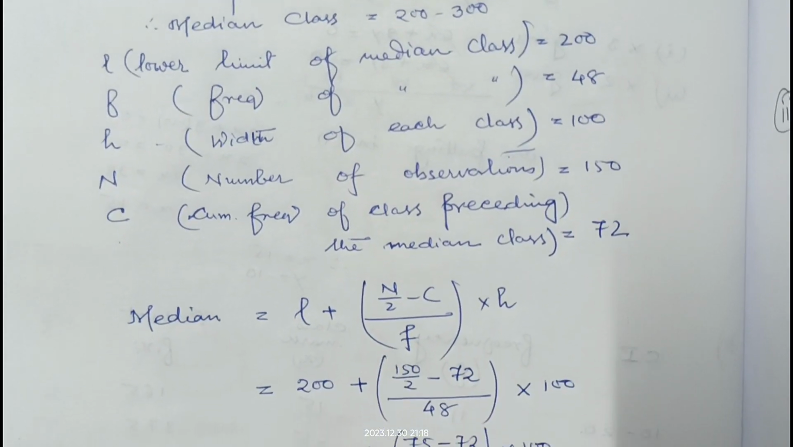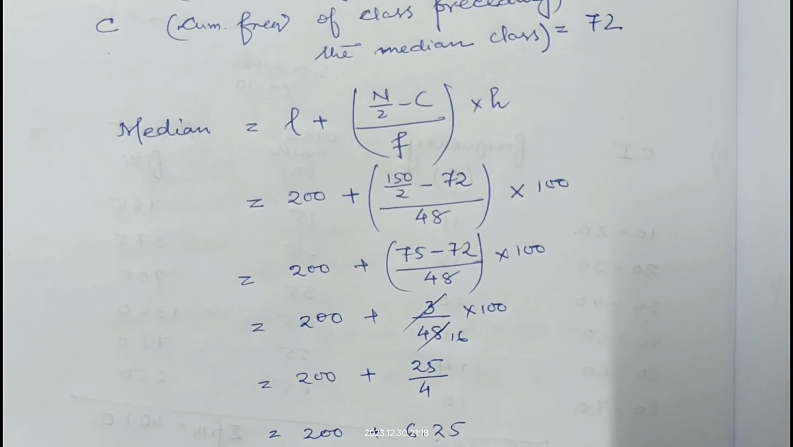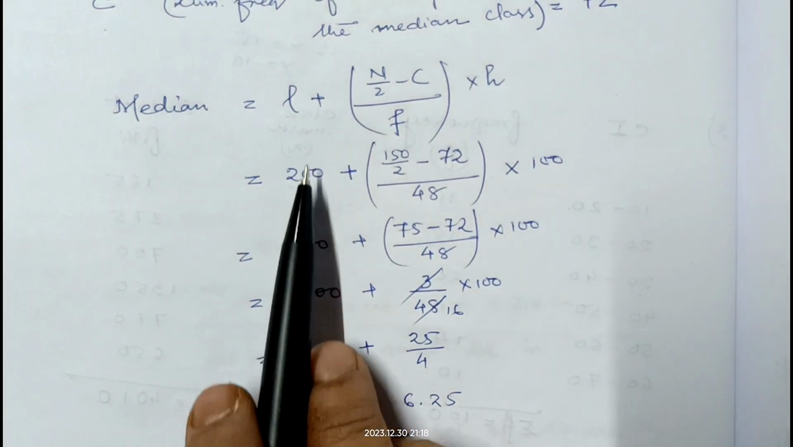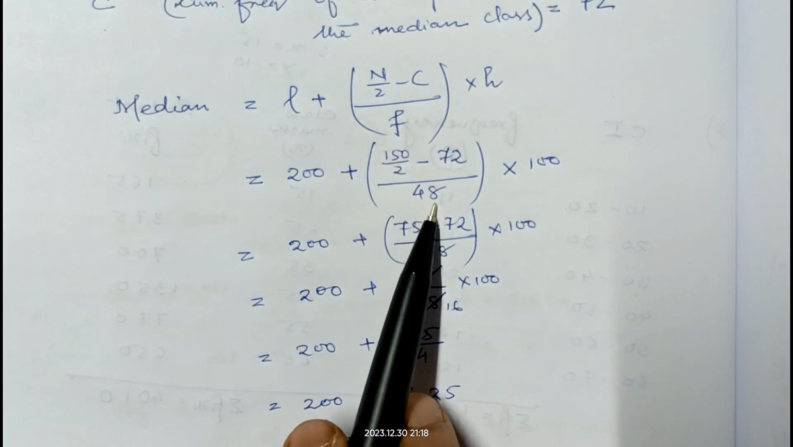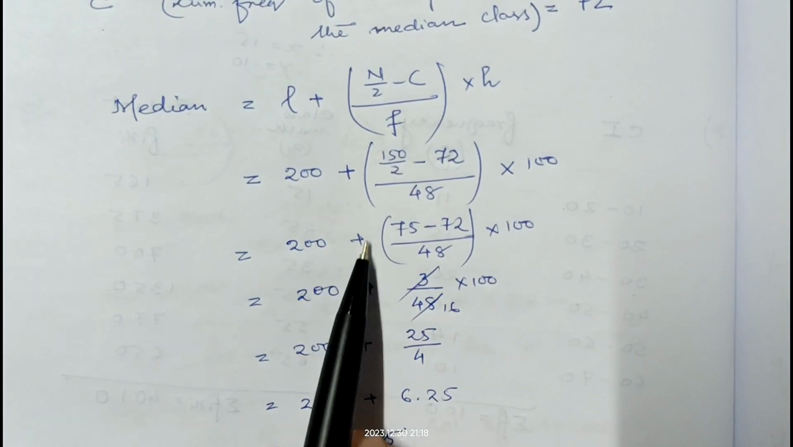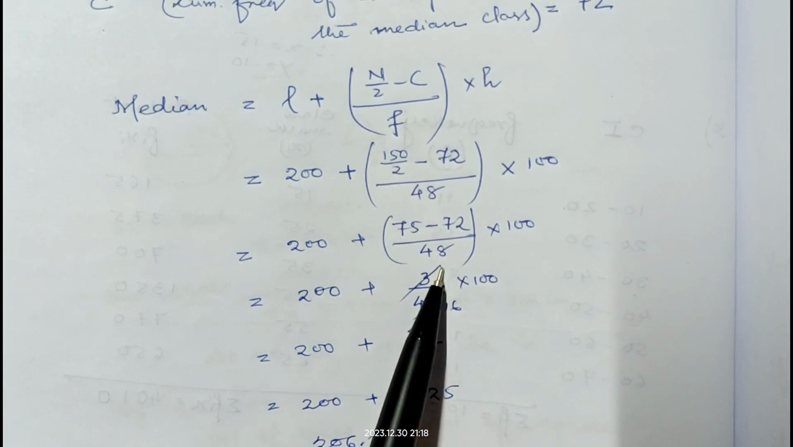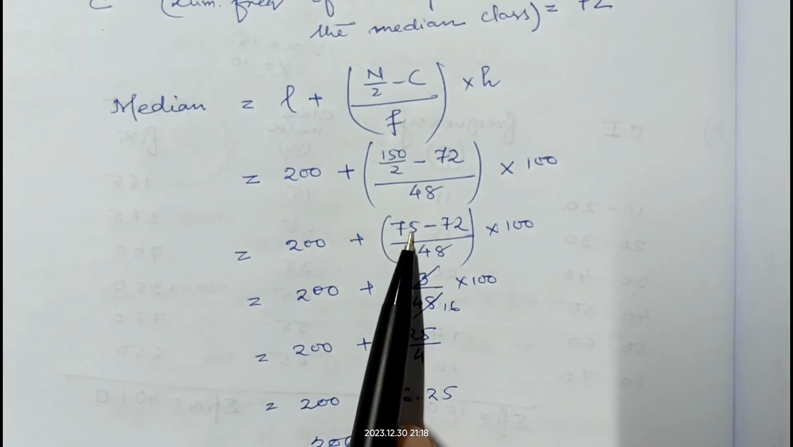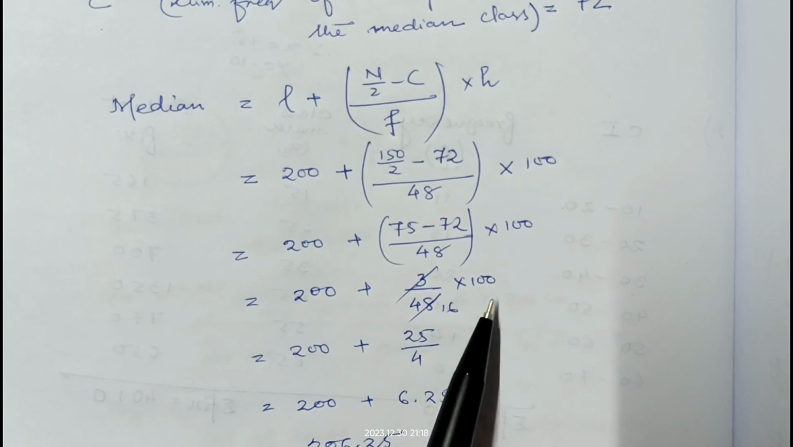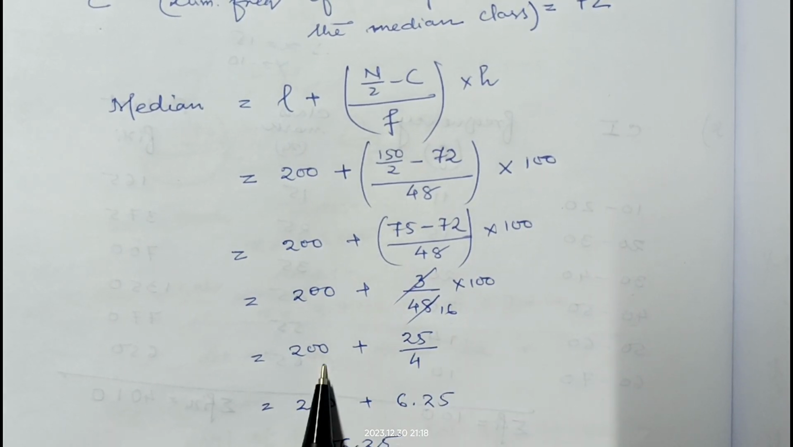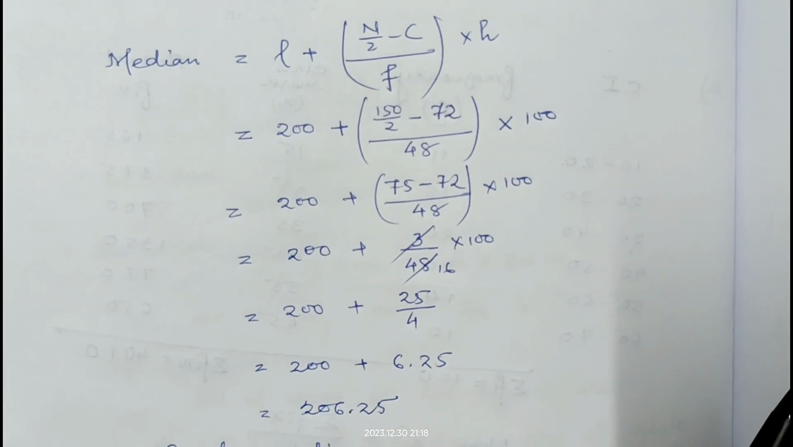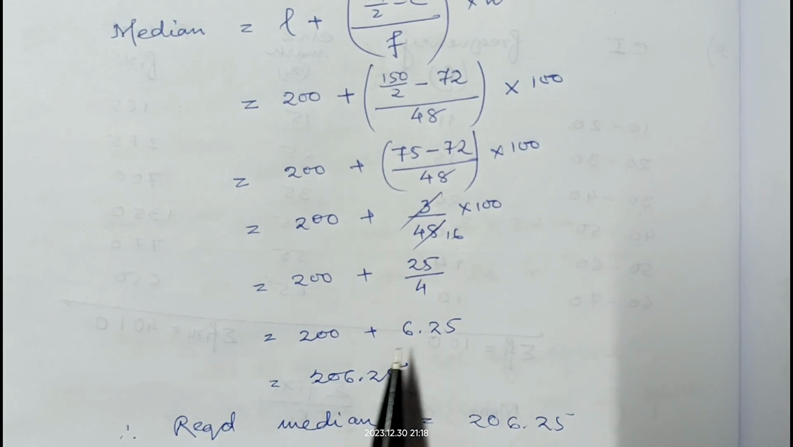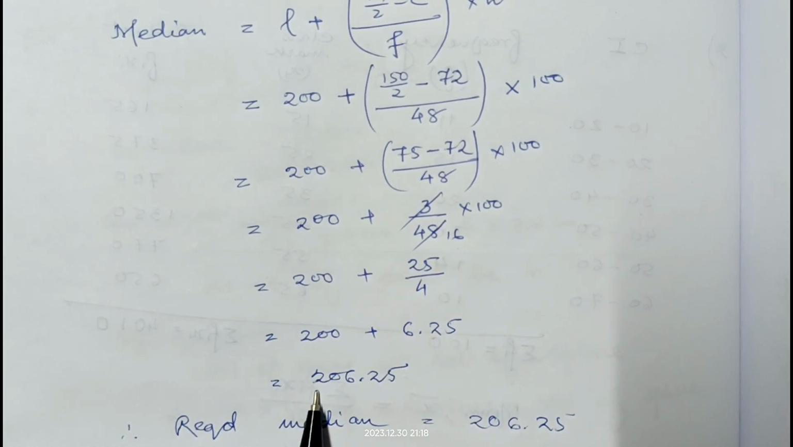Now, median formula is L plus n by 2 minus C by F into H. So, L is 200 plus n by 2, 150 by 2, minus 72 by frequency, that is 48 into 100. 200 plus 75 minus 72 by 48 into 100. 200 plus, this minus this is 3 by 48 into 100. 3 16s are 48. So 200 plus, if I cancel, 100 by 4, it will be 25 by 4. 25 by 4 will give 6.25. So it will be 200 plus 6.25, that is 206.25 is the required median.